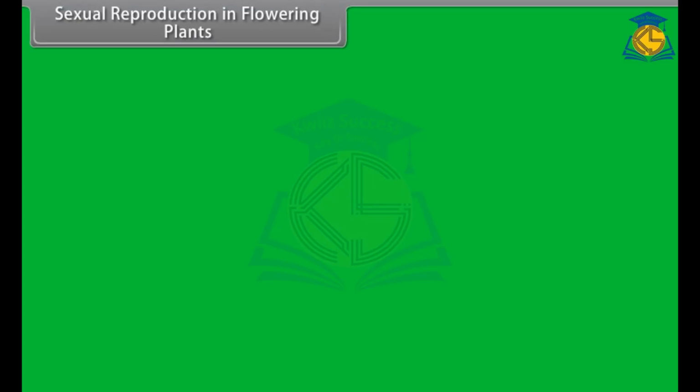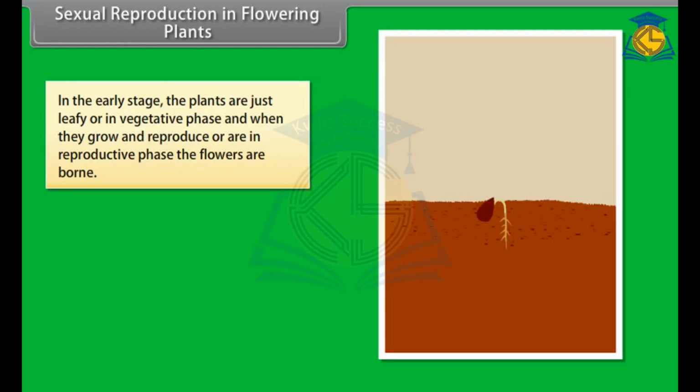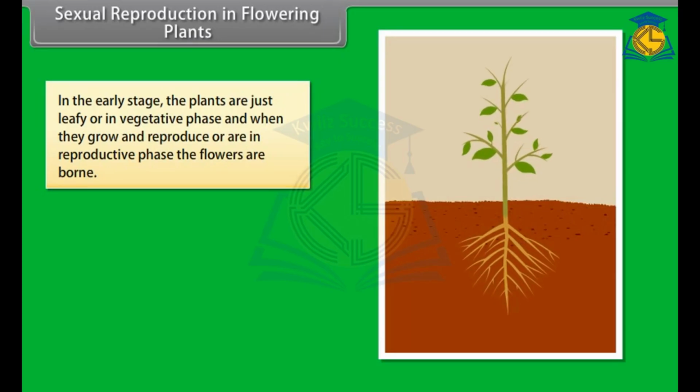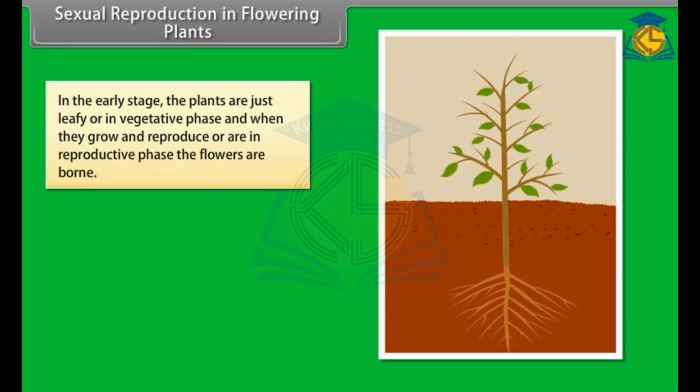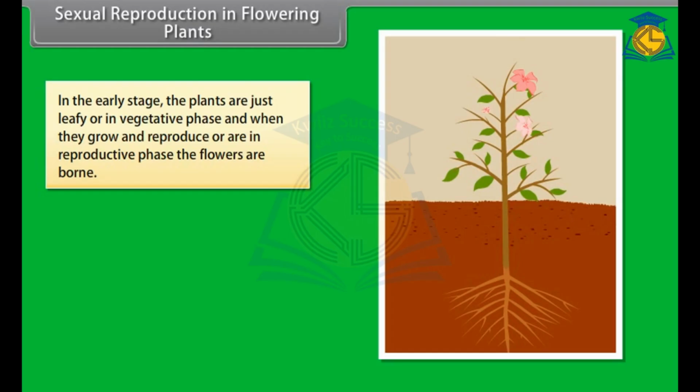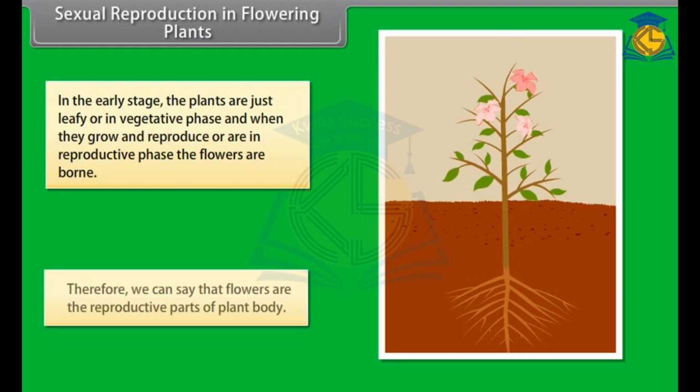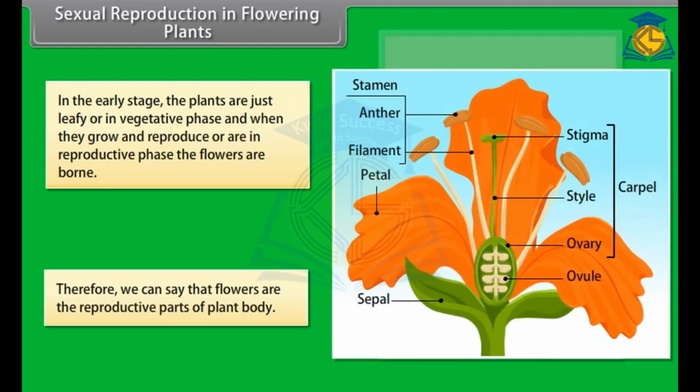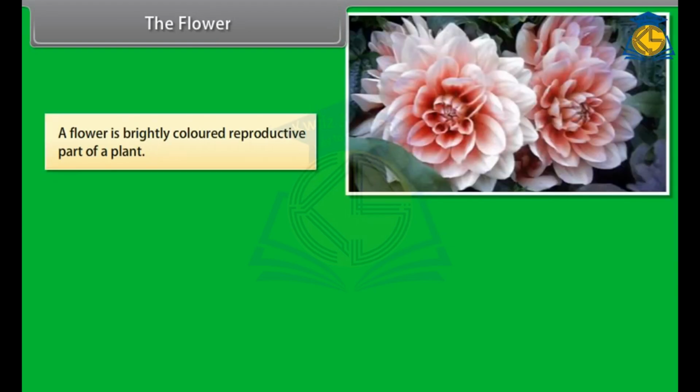Sexual reproduction in flowering plants. In the early stage, the plants are just leafy or in vegetative phase, and when they grow and reproduce or are in reproductive phase, the flowers are born. Therefore, we can say that flowers are the reproductive parts of plant body. The flower. A flower is brightly colored reproductive part of a plant.